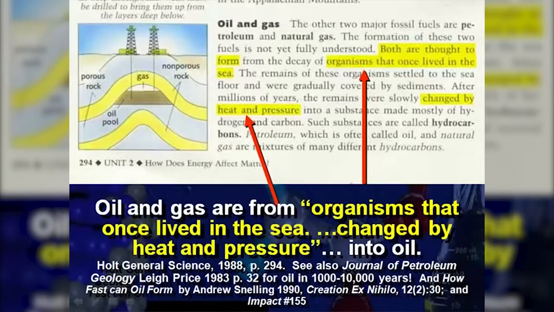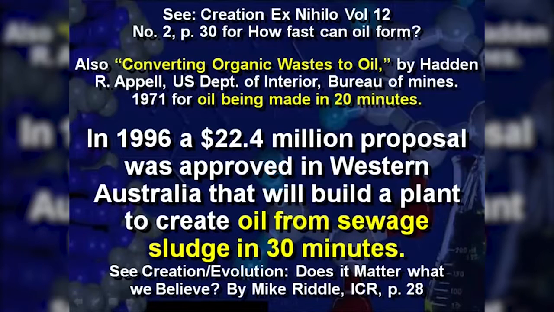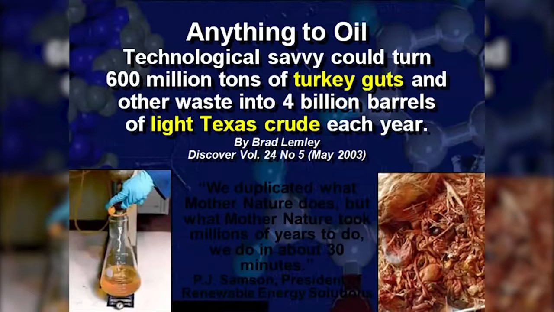Most scientists agree that oil comes from organisms that are changed by heat and pressure, turning them into oil, and it does not take millions of years to make oil. In 1971, they learned how to make oil in 20 minutes in the laboratory. In 1996, a proposal was approved in Western Australia that would build a plant to create oil from sewage sludge in just 30 minutes. There's a place in Texas that has turned turkey guts and other waste into oil.